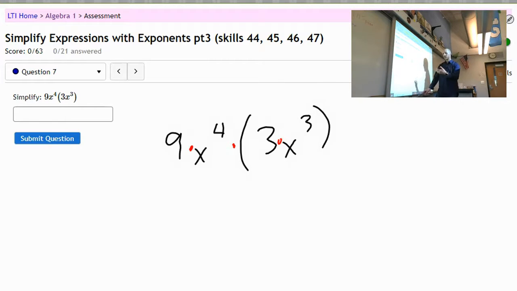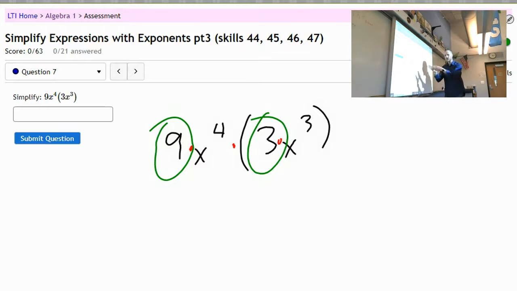So I'm going to multiply things that are like. This is a number. This is a number. There are no exponents on the numbers. It's just a 9 and a 3, and they're being multiplied. I got 4 different things in the problem being multiplied. But when you multiply, the order of the numbers you're multiplying doesn't make any difference. So if I wanted to rearrange it, that's totally fine. I'm going to multiply the 9 and the 3 together to get 27.